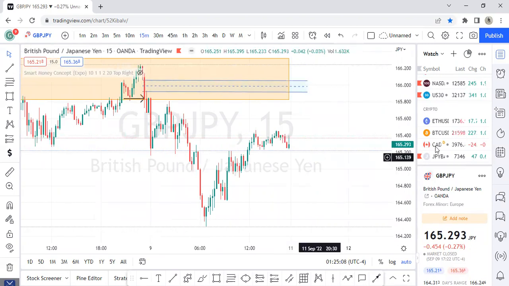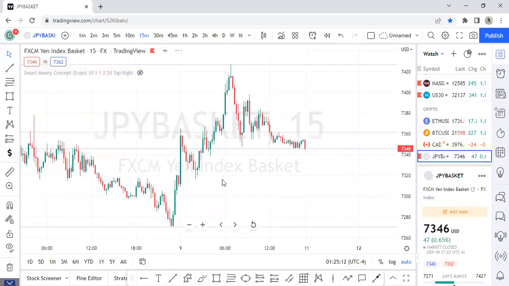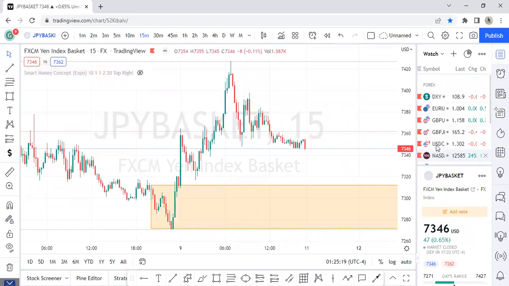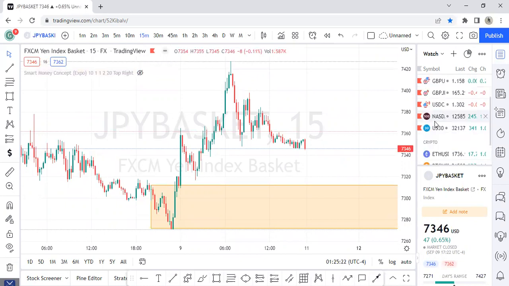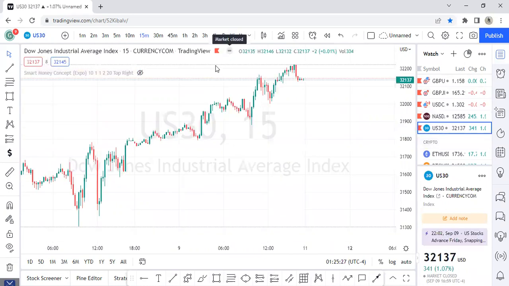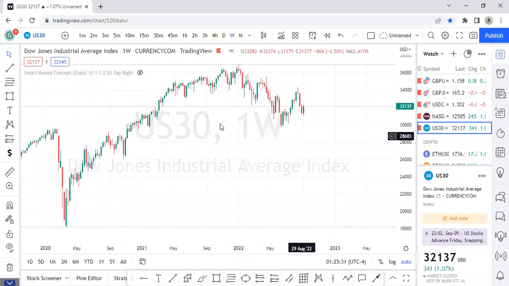So since we're expecting a buy on the dollar index, I mean on the yen basket, what should you expect on the GG? A bearish run, right? That being said, now we can head over to the last two, the indices. Looking at US 30, you go straight to the weekly time frame.